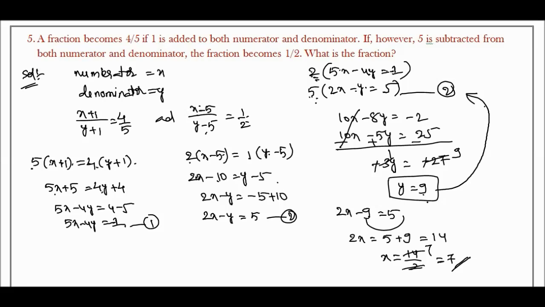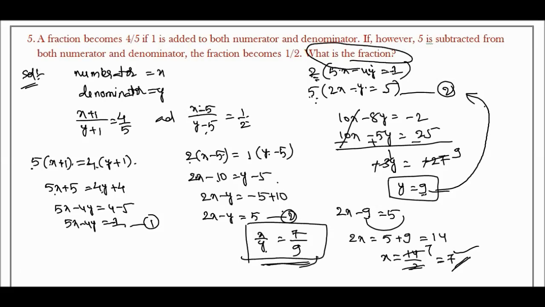Numerator is how much? 7, and denominator is 9. Numerator is here and denominator is here. x by y is equal to 7 by 9. So this is the fraction. He asked for the fraction.